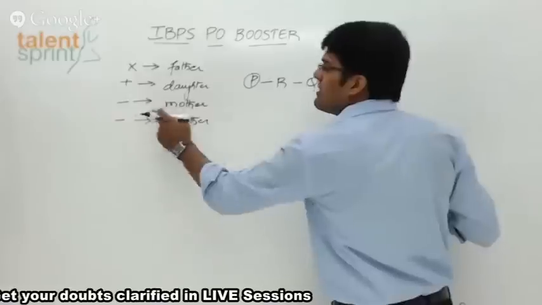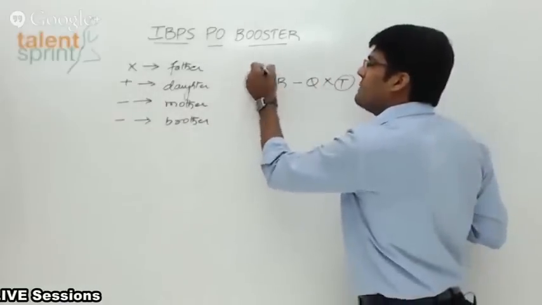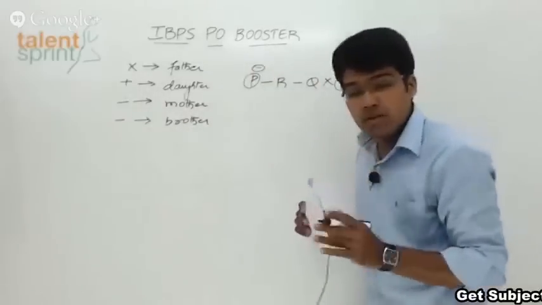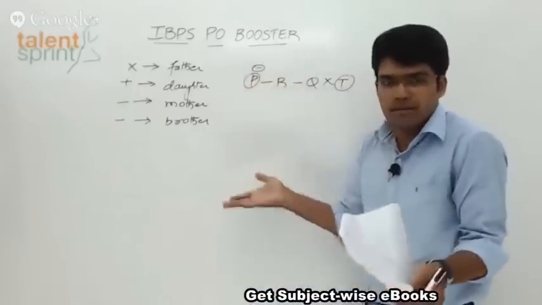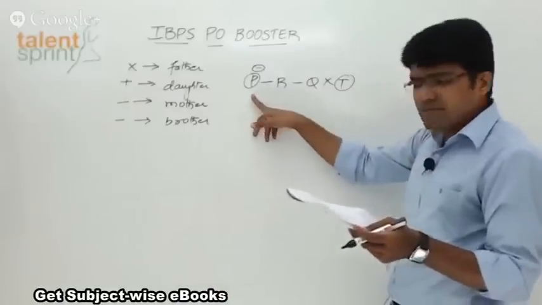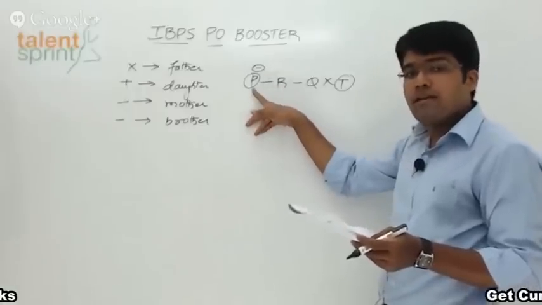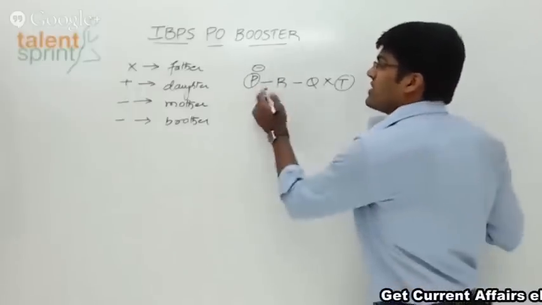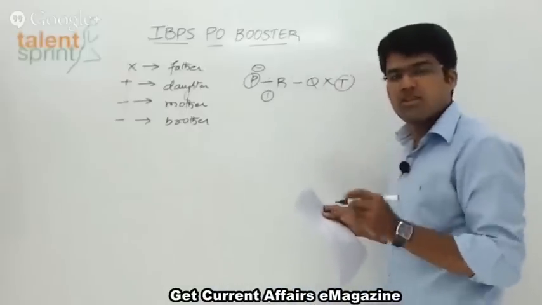What is meant by division? Mother. That means P is the mother of R. If P is the mother of R, can you say P is a female person? Again, don't get offended, this is a general representation I am taking up. So P division R means P is the mother of R. So gender, female. If P is the mother of R, what's the generation gap between P and R? 1. P is 1 generation above R, so the generation gap is 1.